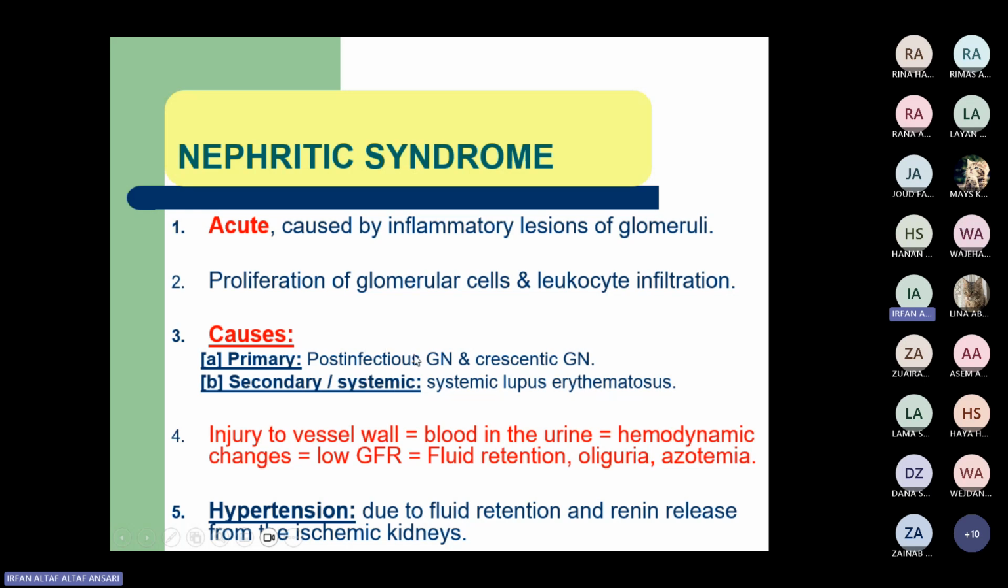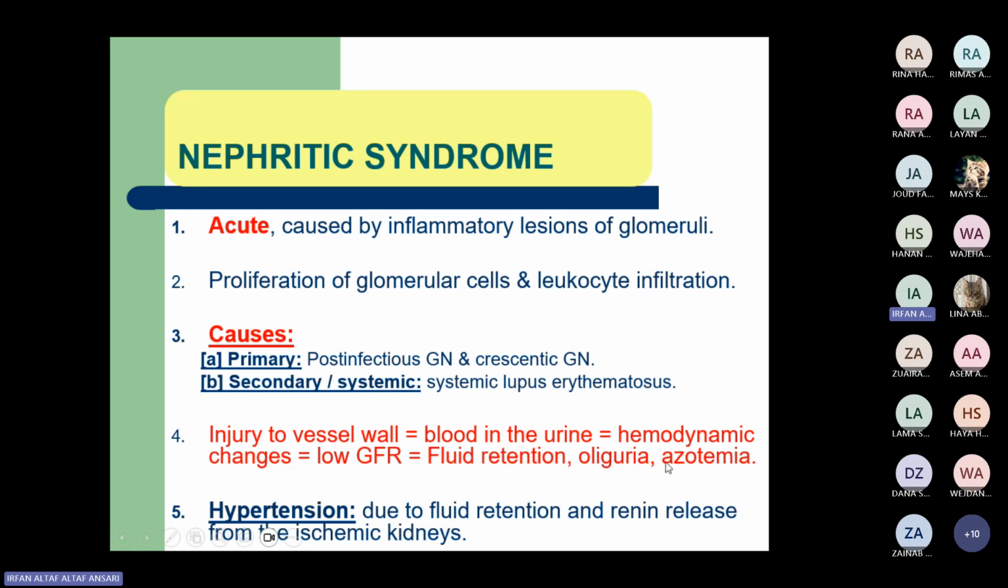You must have seen it in your microbiology lecture. The streptococcal group B infection causes two things. One is rheumatic fever, and the second one is post-infectious glomerulonephritis. There are also secondary causes like systemic lupus erythematosus or SLE and autoimmune diseases. What happens over here? There is injury to the vessel wall. This injury to the vessel wall will lead to the excretion of blood in the urine. There are some hemodynamic changes which will lead to the low GFR. Low GFR will activate the aldosterone, that will lead to the fluid retention. There is also oliguria and azotemia.